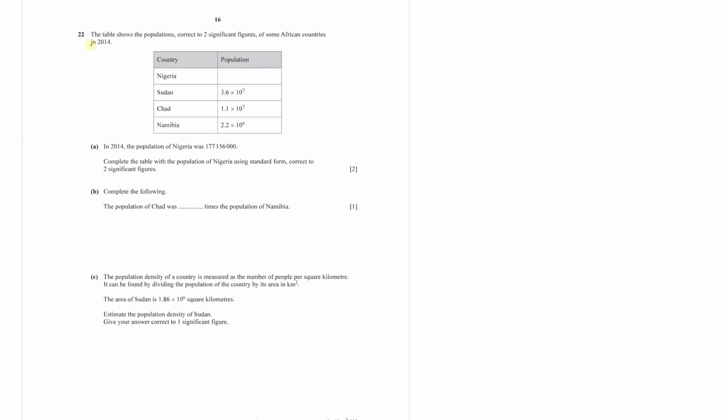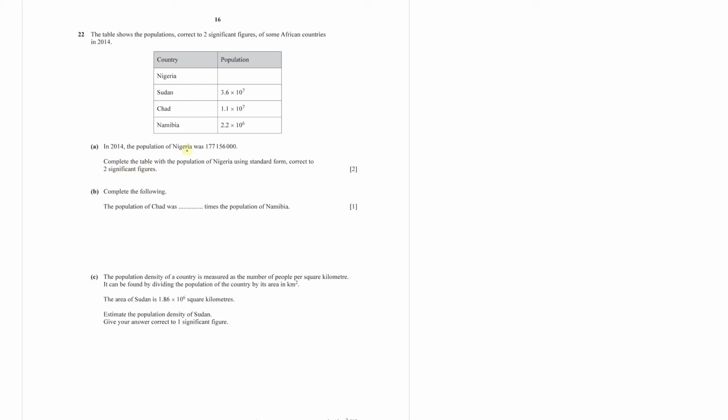So question number 22 is the table shows the populations correct to two significant figures of some African countries in 2014. So you have countries and their population. In 2014, the population of Nigeria was this. Complete the table with the population of Nigeria using standard form correct to two significant figures.